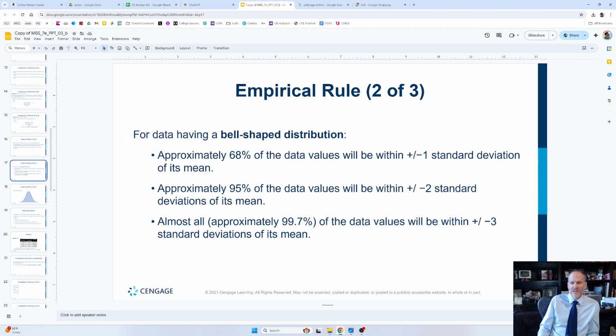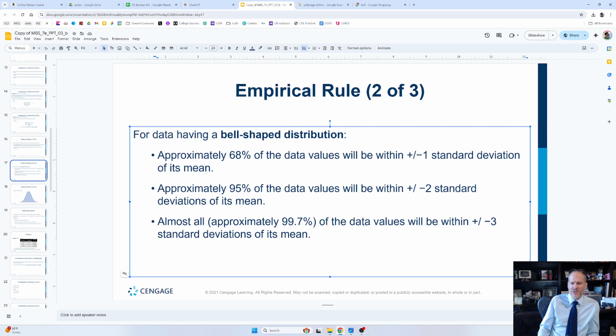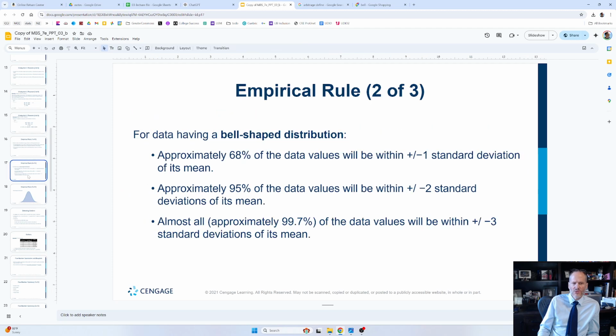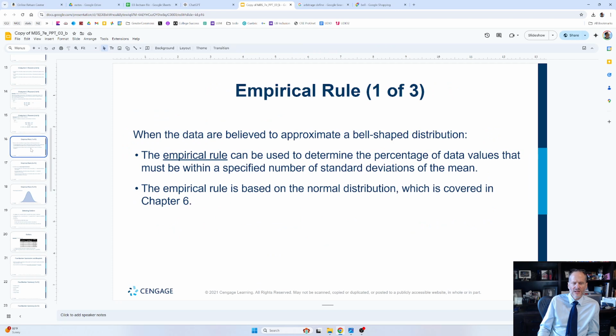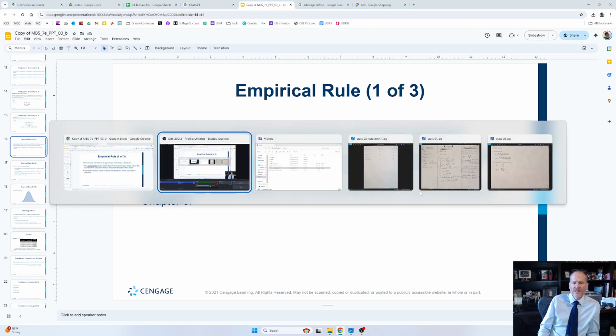You'd say, well, according to the empirical rule, that's 2 standard deviations, right? 60 to 80 is within 2 standard deviations of the mean. So 95% of the students fall within 60 and 80 according to the empirical rule, right? If the data is normally distributed. So when data are believed to approximate a bell-shaped distribution, the empirical rule can be used to determine the percentage of data values that must be within a specified number of standard deviations of the mean. The empirical rule is based on the normal distribution, which is covered in Chapter 6. All right, that's the empirical rule.